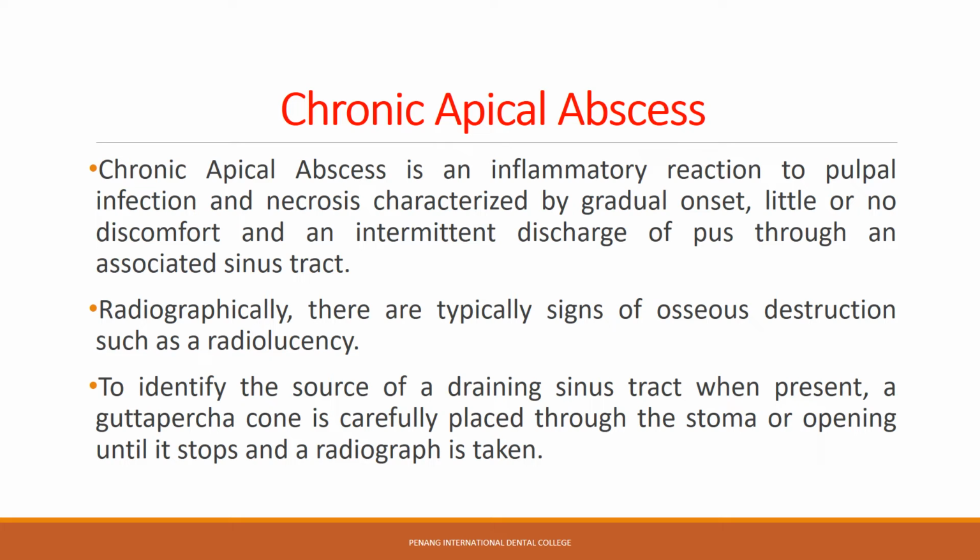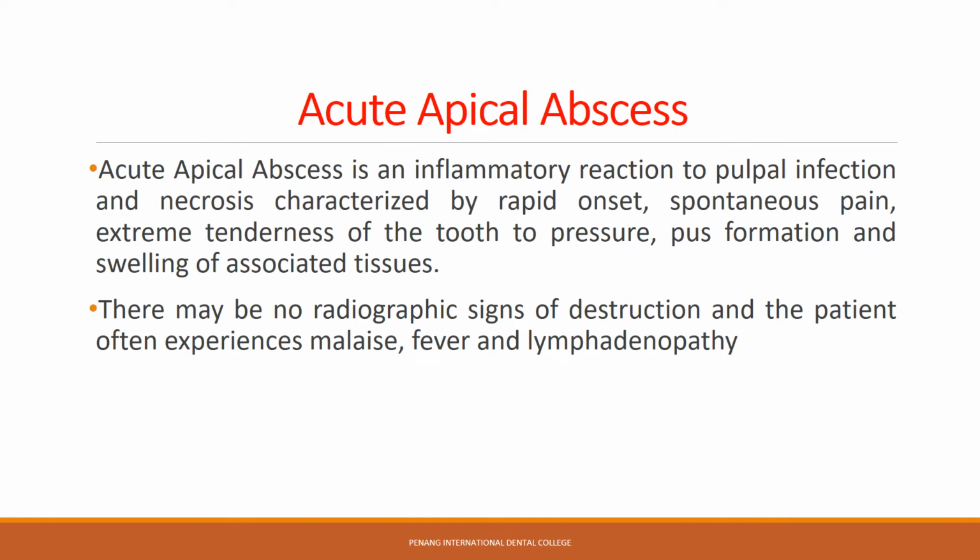If there is a sinus tract and there is discharge of pus through it, to identify the source of the draining sinus tract, what you can do is insert, or thread, a gutta-percha cone. Usually the size of the gutta-percha cone preferred is 20 or 25; size 25 is the most preferred. This gutta-percha cone is carefully threaded through the sinus tract, through the stoma or opening, until it stops, and a radiograph is taken to note from which tooth the pus discharge is happening. The treatment of choice for chronic apical abscess is root canal treatment.